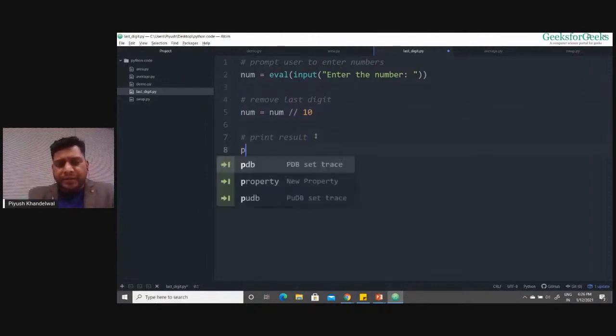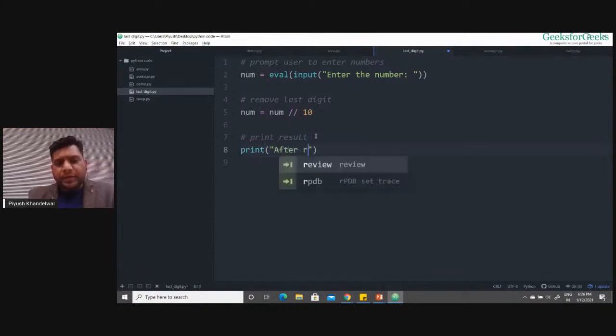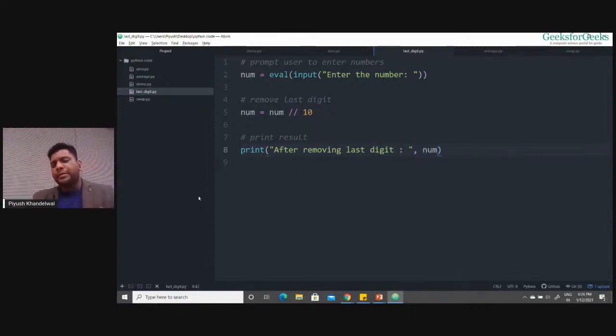Now I need to print the results. I'll print after removing last digit, so I need to print the number. Print num. Now I will run this program. I hope you're getting this. I've not done anything special. I've taken input from the user, I have performed the integer division by 10 operation on my number, and then I'm printing that number, right?